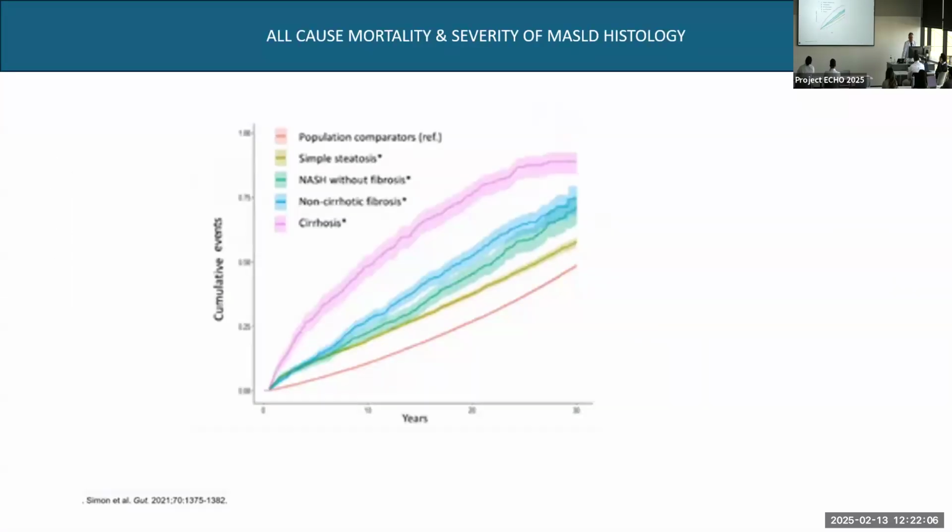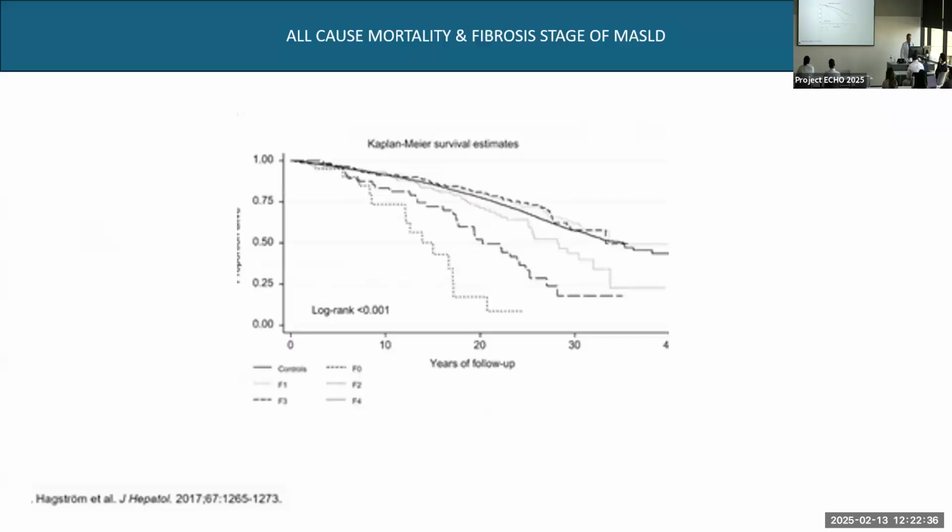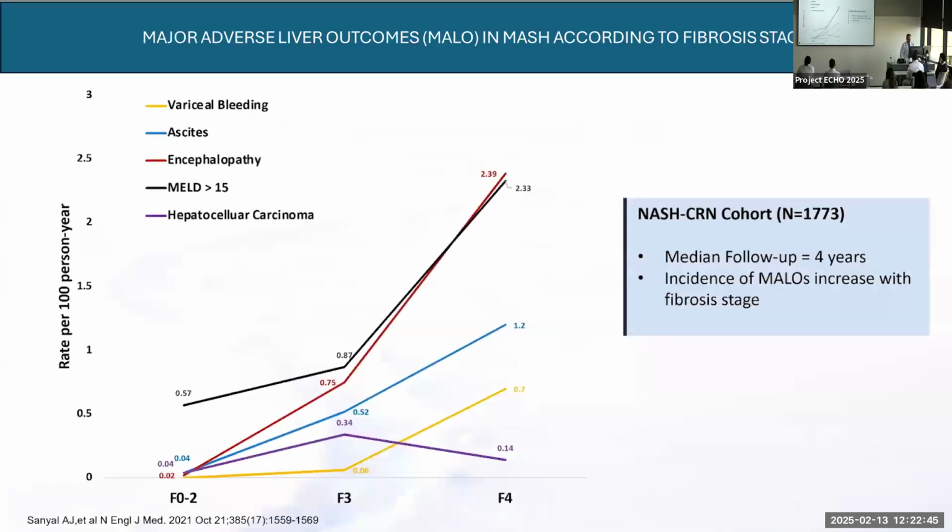We know that if you have fibrosis, then the all-cause mortality will increase. You can see on the very low part is the population cumulative events, meaning any cardiovascular events or liver-related events. And as the fibrosis increases here, you'll see how the rate is increasing. This is also the same for this one. From F1 to F2, the survival is decreasing very abruptly.